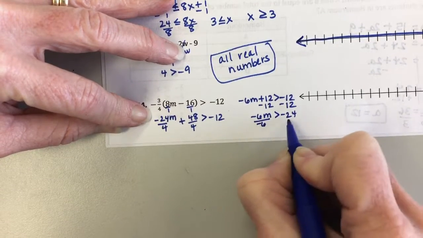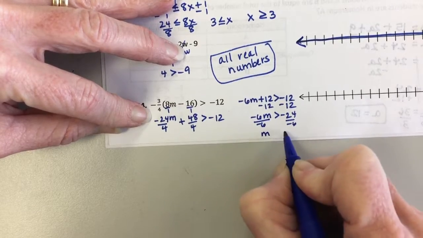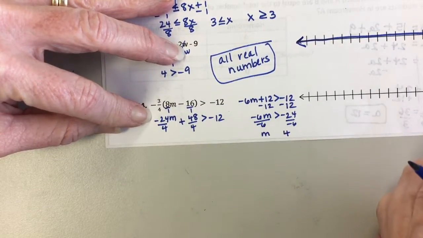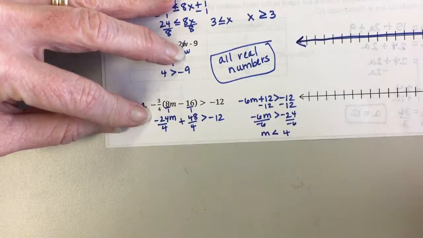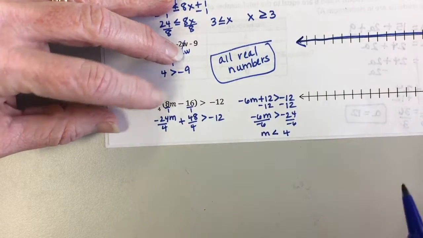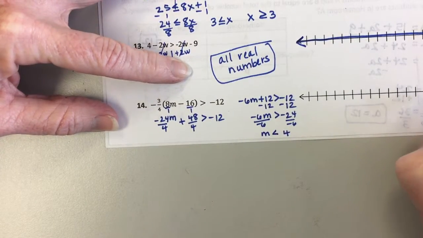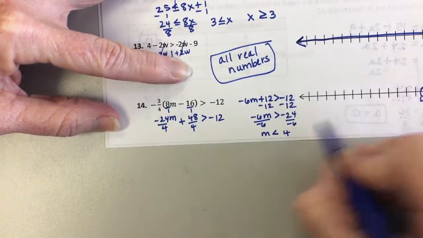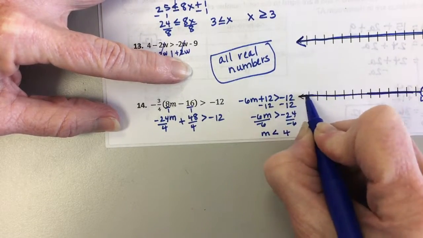So if I move my 12, that gives me -6m greater than -24. I divide by -6, I'm going to get m and 4. Again, I divide by a negative, so that switches my inequality. And also, the rule works if you multiply by a negative. All right, so then at 4, I'm going to have an open circle this time because there's no equal, and it's going to go to the left.